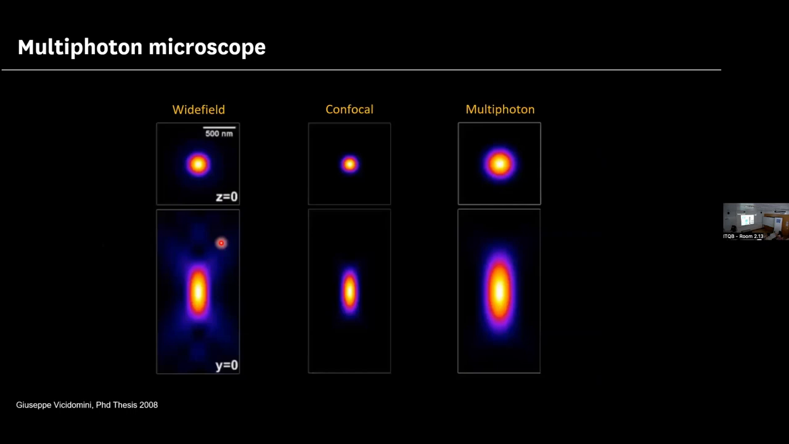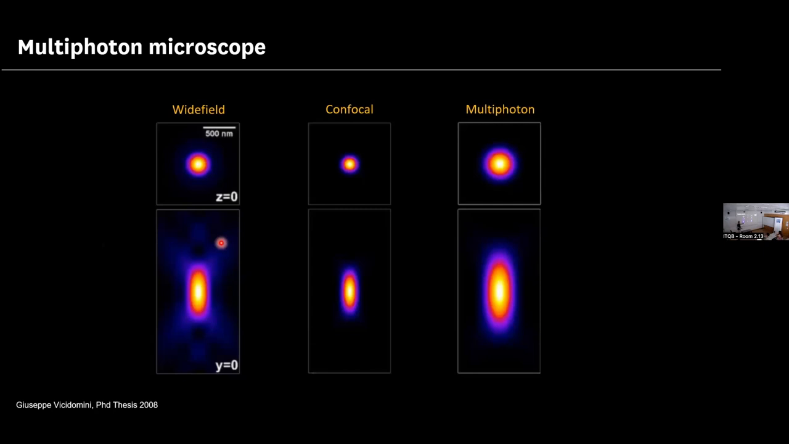So why don't we use multiphoton for everything? Because they're highly expensive, for one. The pulse laser is really, really expensive. And because it's infrared light, it's twice the wavelength, so the point spread function is bigger.